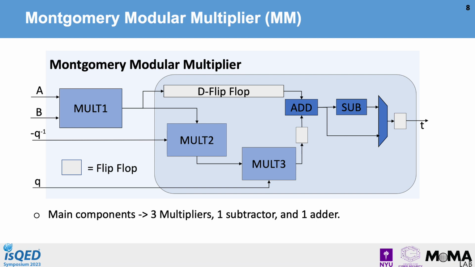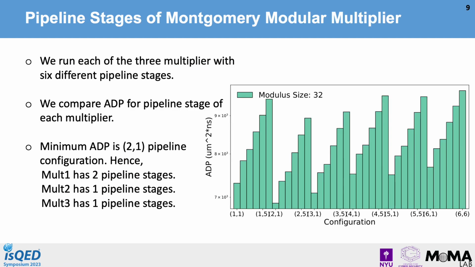Here Mult1, Mult2 and Mult3 cause critical path delay, which reduces the frequency of the whole multiplier. To improve the frequency, we used pipelined multipliers using the Wallace tree algorithm. The Wallace tree algorithm in Synopsys offers 1 to 6 pipeline stages for multipliers. We calculate area and speed for each pipeline stage of the multiplier. We select the pipeline configuration with minimum area delay product, or ADP.